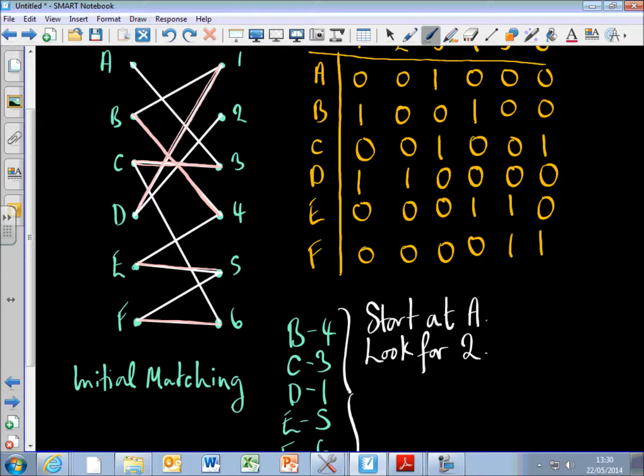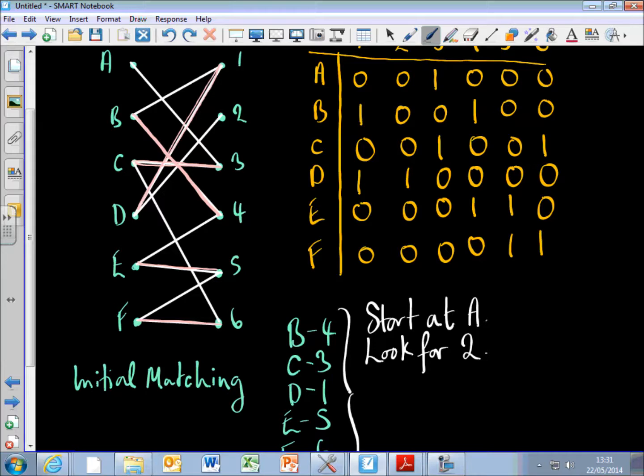What is it about the way I move through the network from left to right and then right to left? Yeah, so when I go from A to the right, so it will be A to 3, I always move from left to right on an edge that isn't connected. And when I move right to left, I move on an edge that is connected. Does that make sense? Shall I say that again?